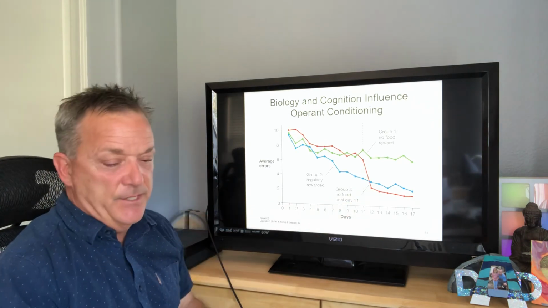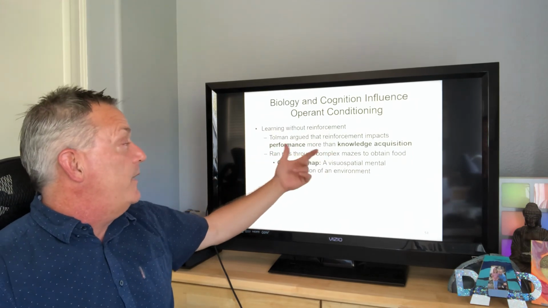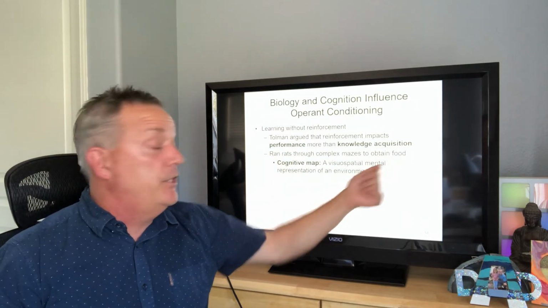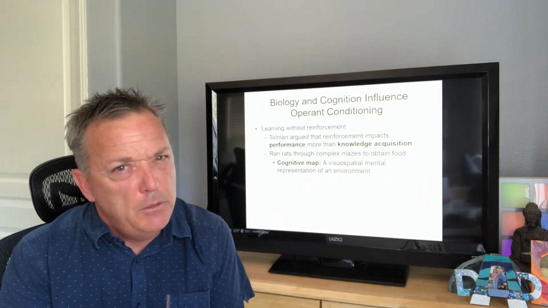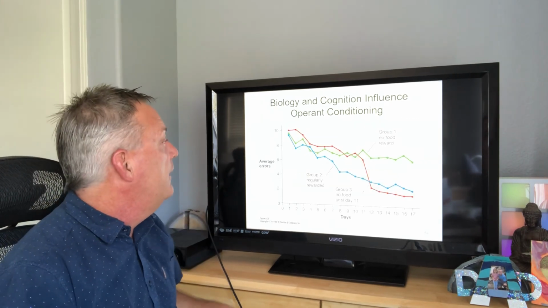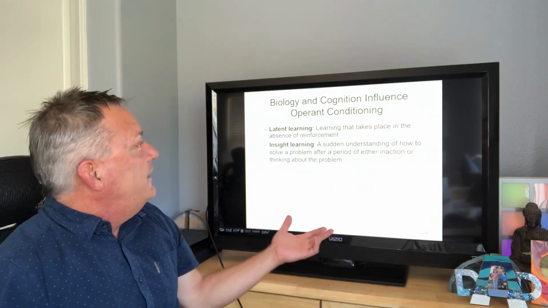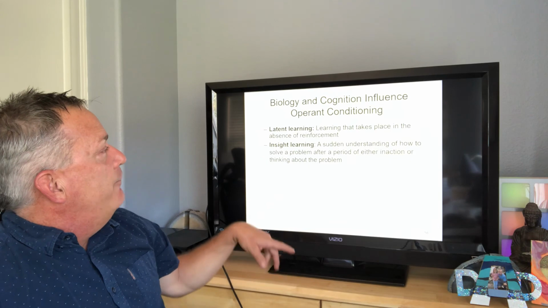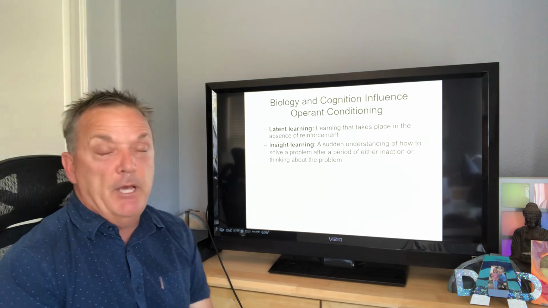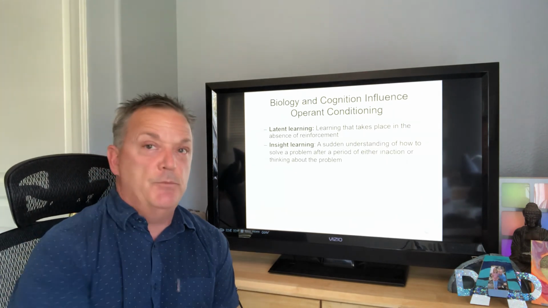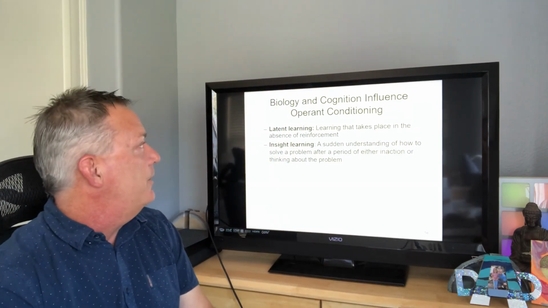So what does that say? It says what he said on the previous slide, which is that reinforcement impacts performance, not knowledge acquisition. They were learning the whole time, but they were like, as Jerry Maguire said, show me the money. That's an old one, you guys probably don't know it. Anyway, they were like, show me the cheese, and then I'll perform. This is the idea of latent learning: learning takes place in the absence of reinforcement. There's also insight learning, a sudden understanding of how to solve a problem after a period of either inaction or thinking about the problem. That's what you've seen with chimps, where they chill for a second and then figure out, oh, insight, I can get to it this way by putting some things or boxes together.